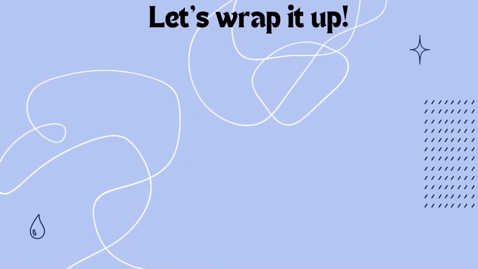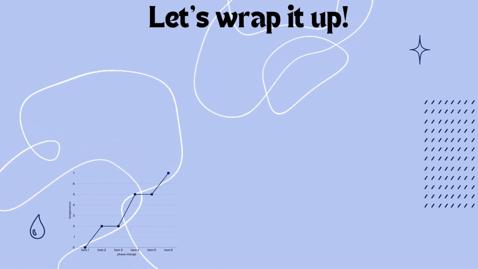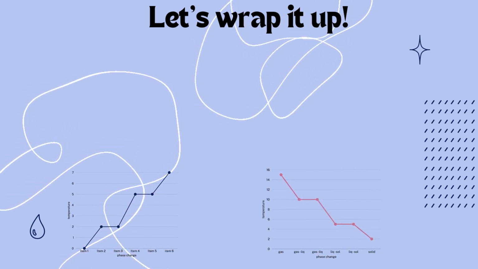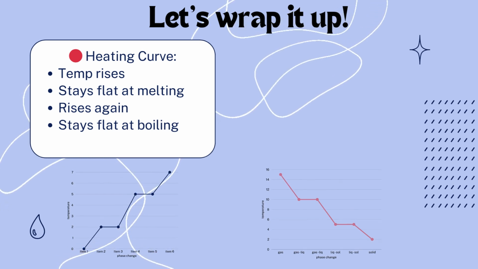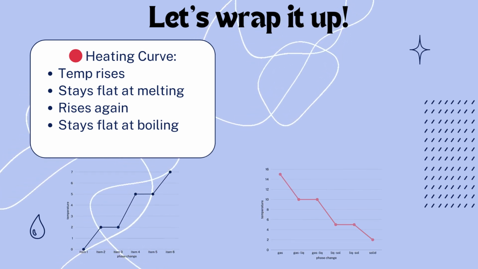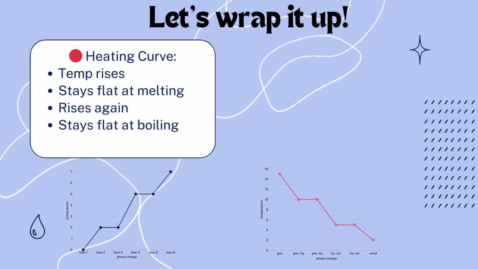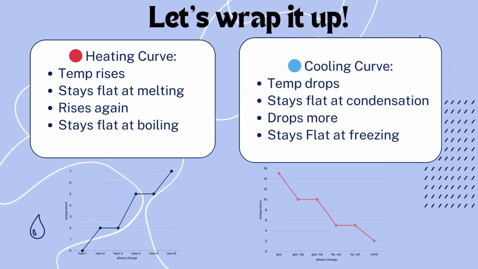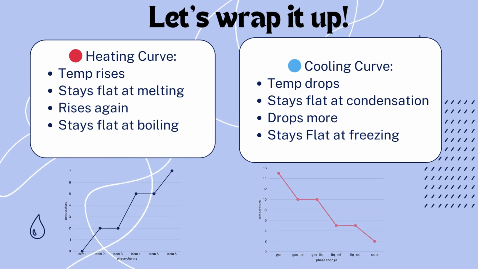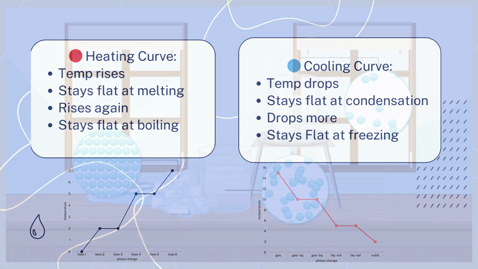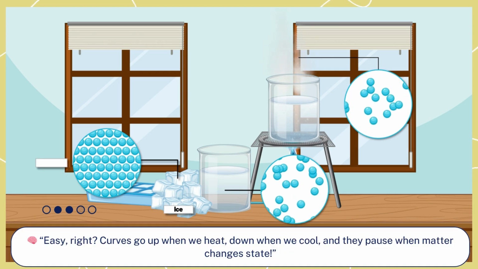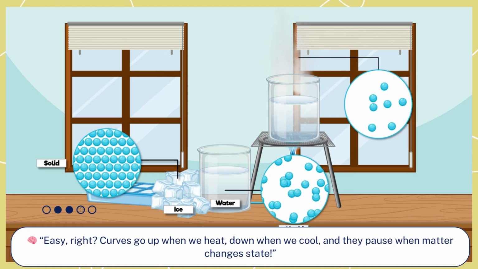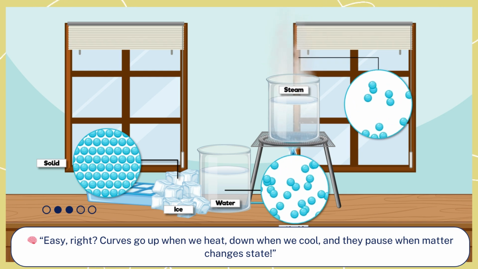Let's wrap it up. This is a heating curve and this is a cooling curve. In a heating curve, the temperature rises, it stays flat at melting, then it rises again, and then it stays flat at boiling. In a cooling curve, temperature drops, stays flat at condensation, drops more, stays flat at freezing. These are heating and cooling curves. Easy, right? Curves go up when we heat, down when we cool, and they pause when the matter changes state.